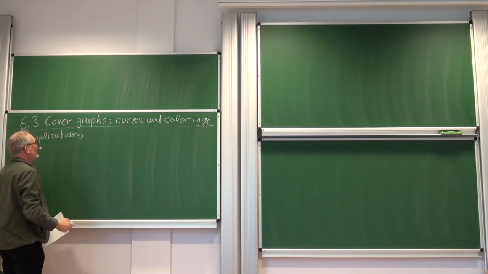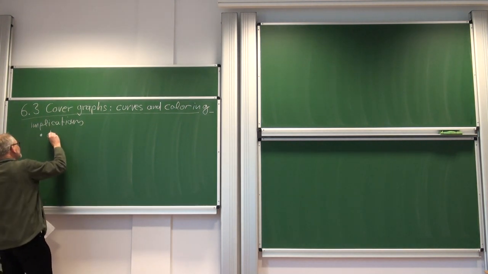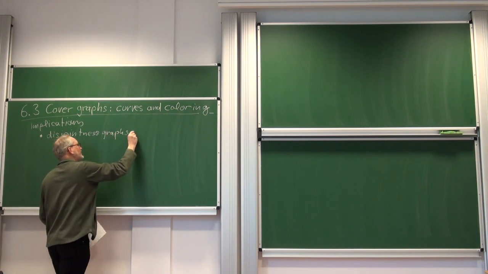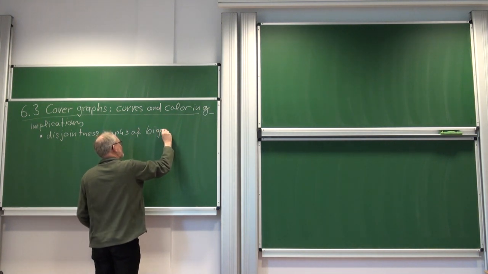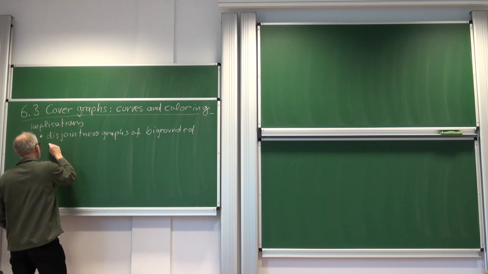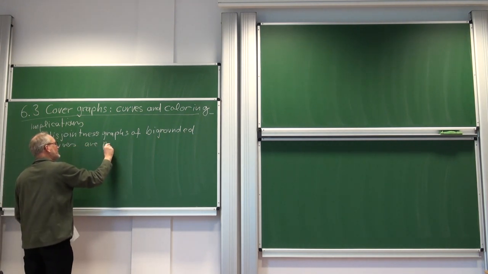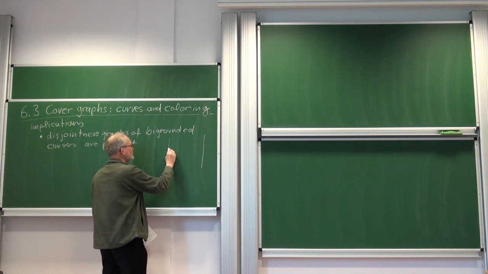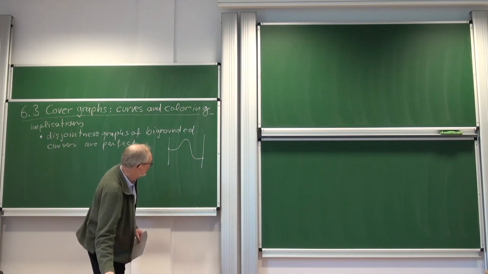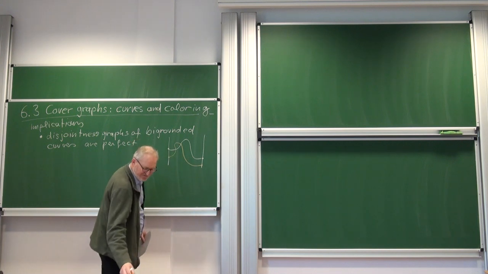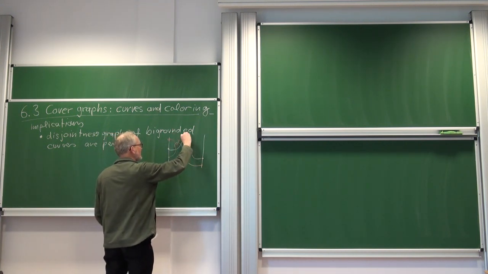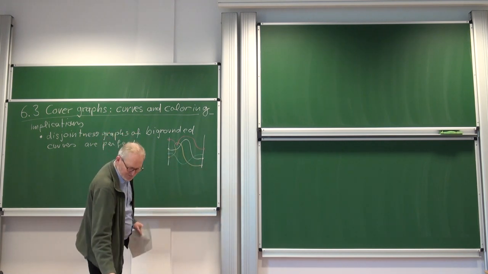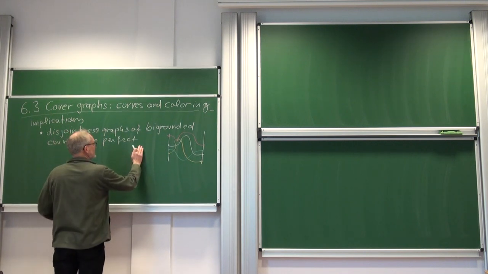So implications of the thing we discuss is that disjointness graphs of bigrounded curves are perfect. So what is a bigrounded curve? We think of a strip, and we ground each curve on each side of the strip. So we have a collection of curves, each of them with one endpoint on the left and one endpoint on the right side. So this might be an example. This kind of class is perfect.